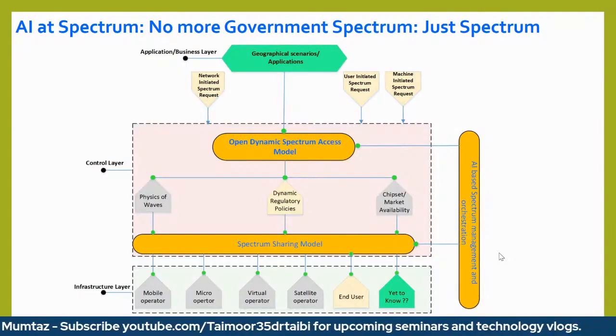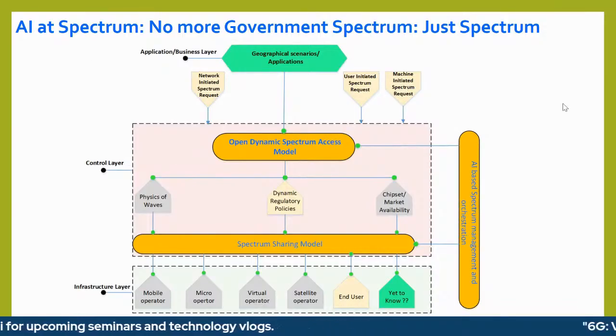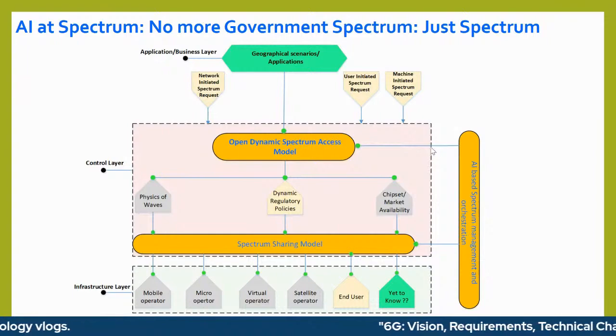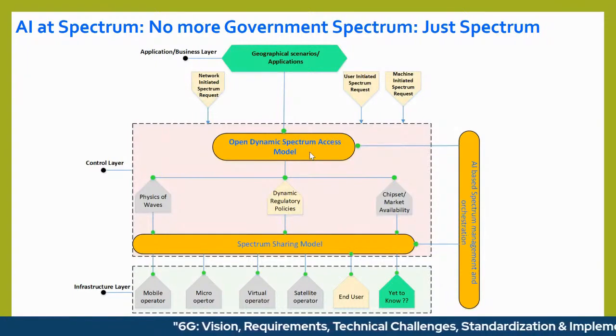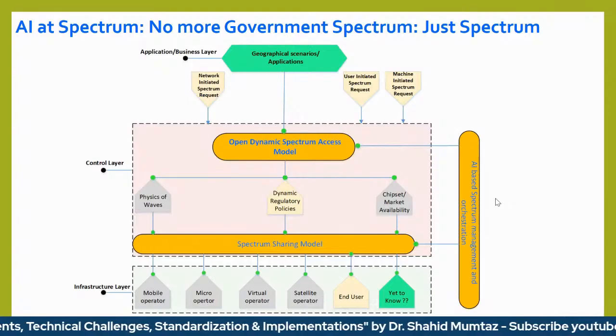It can be initiated by your network, by the user, or by a machine. Of course, I don't know if the regulator will be happy with this model or not, but that is the vision. Then you have an open dynamic access model where you can dynamically control the spectrum, with the help of machine learning, to know in which city, which branch you need that spectrum, and what futuristic data analysis tools can help you divide that spectrum.